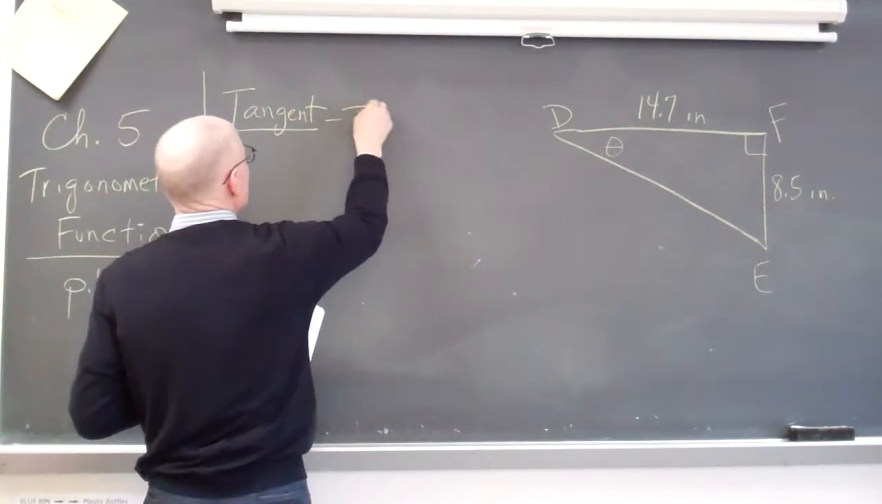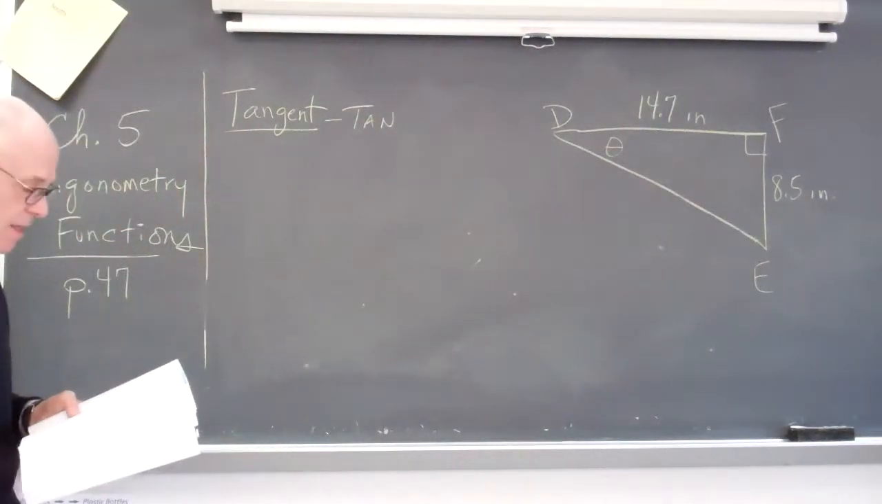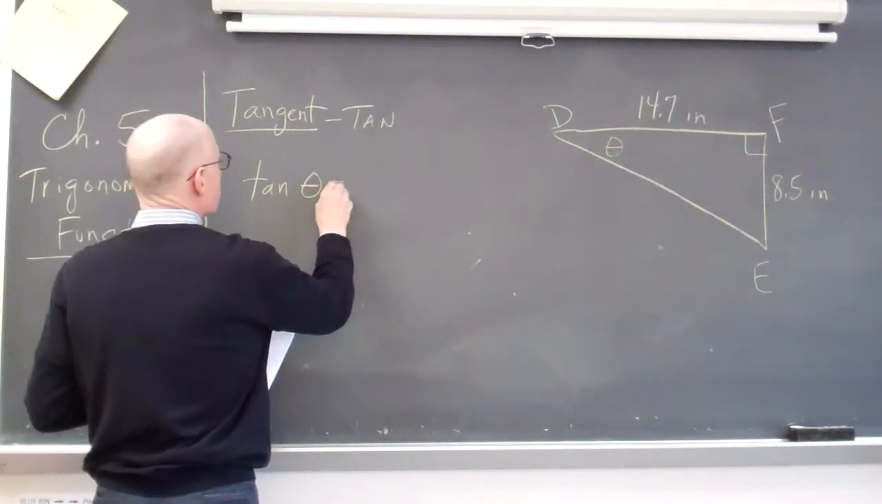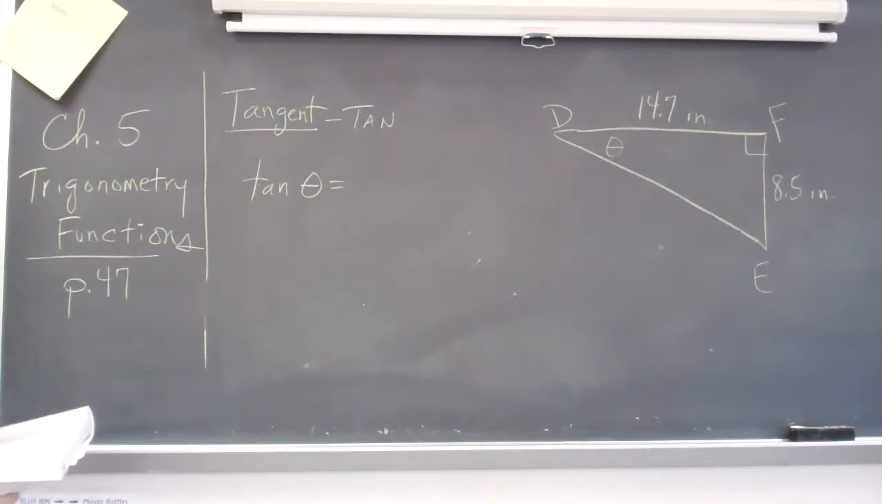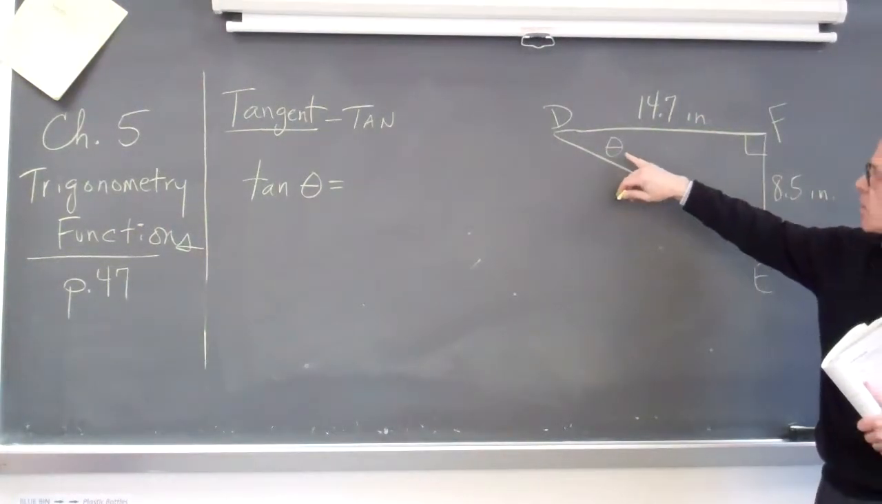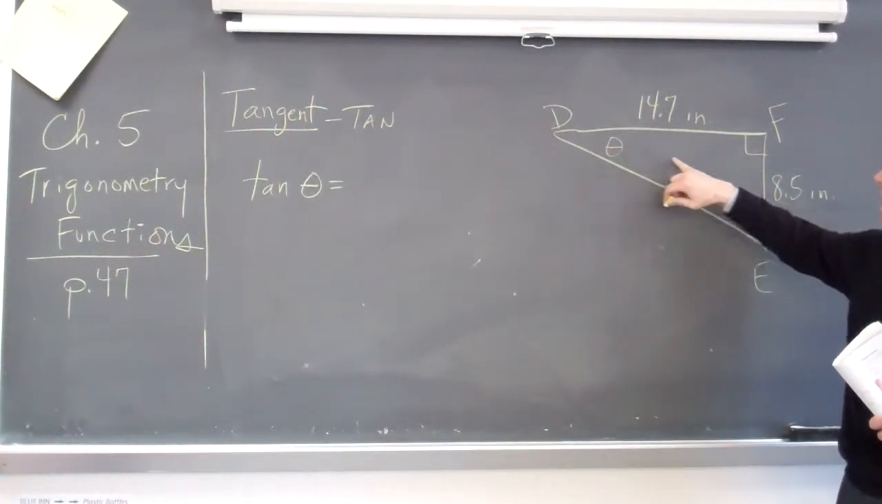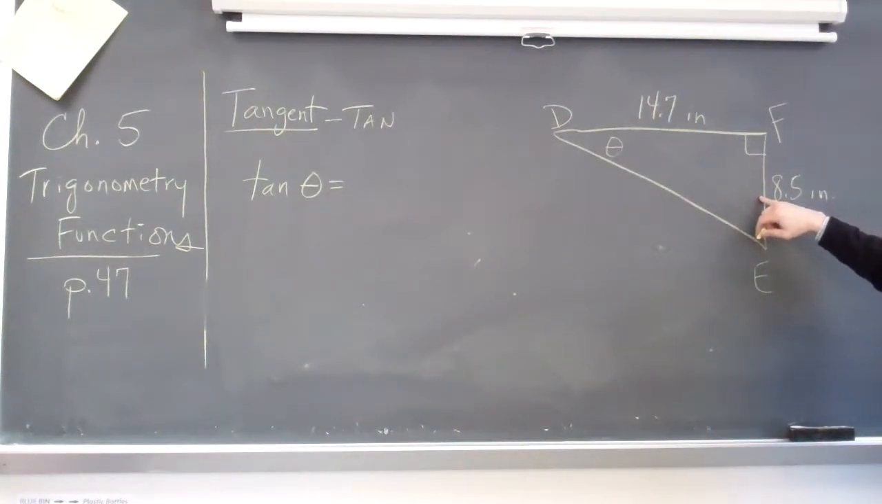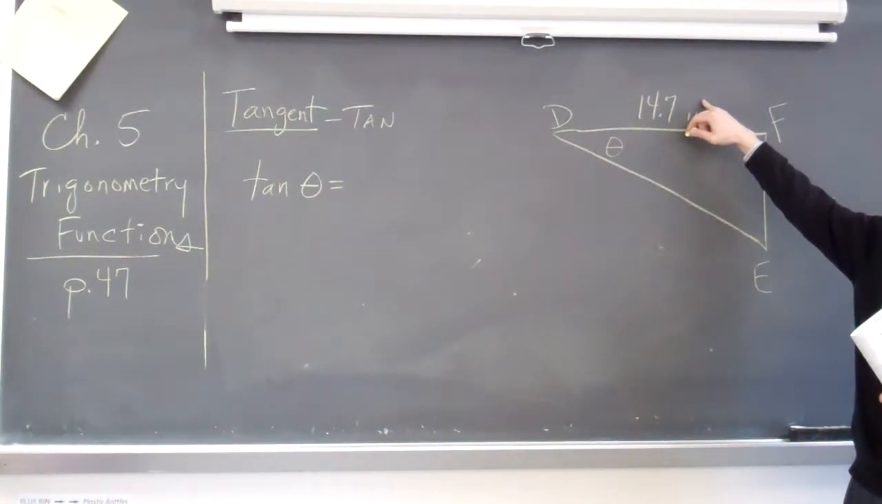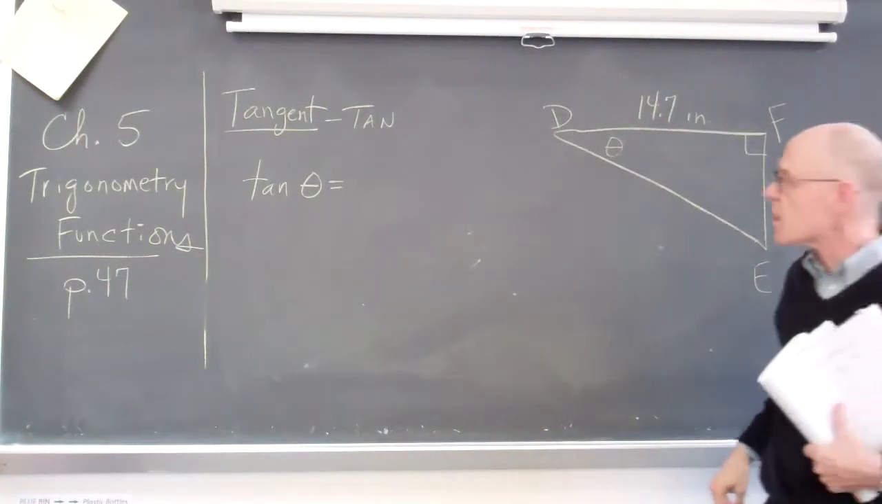So tangent is commonly abbreviated TAN. For this triangle, now the tangent of the angle has its own definition. It is equal to the length of the side opposite the angle divided by the length of the side adjacent. So for this triangle, the angle in question here is angle theta. The side opposite is side EF, and the side adjacent is side DF. So for this trigonometry function, the hypotenuse does not come into play. We're only dealing with the opposite and the adjacent sides.